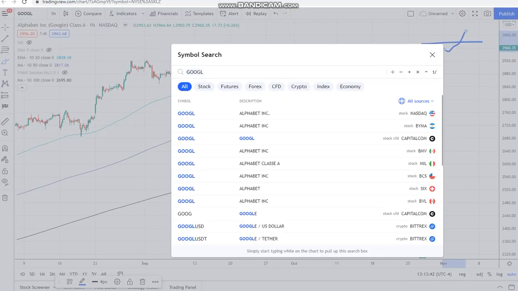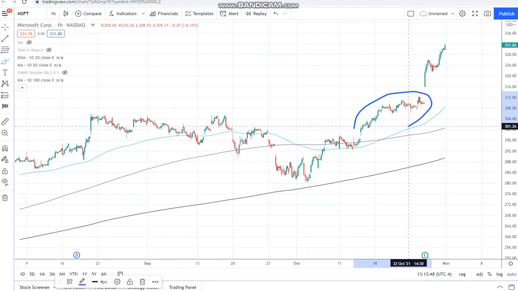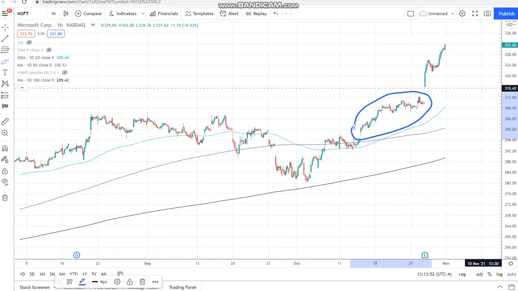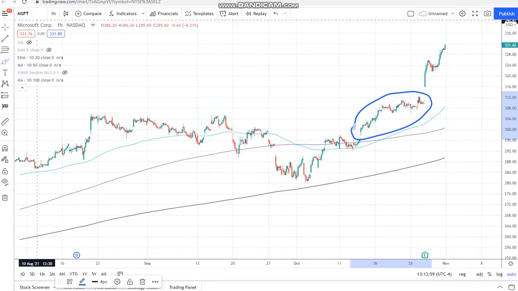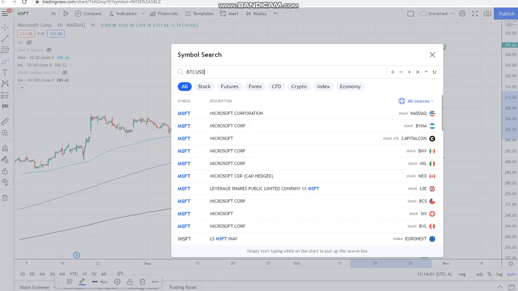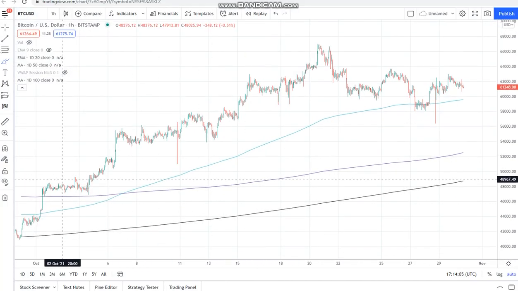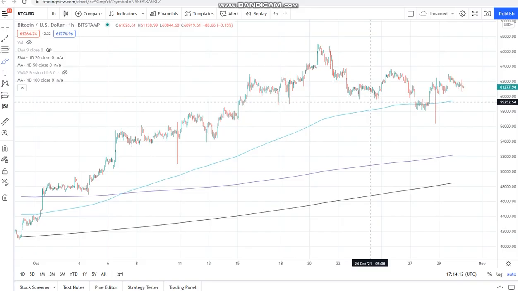So another example, Microsoft. Look at my three lines. At one look, I can tell this whole period here is already above all three lines, right? Definitely an uptrend stock. There's almost no resistance, right? There's no major resistance. This stock can easily fly. What about, for example, Bitcoin? Same thing. Look at how sweet the three lines are. Once it's above, it starts to go high.